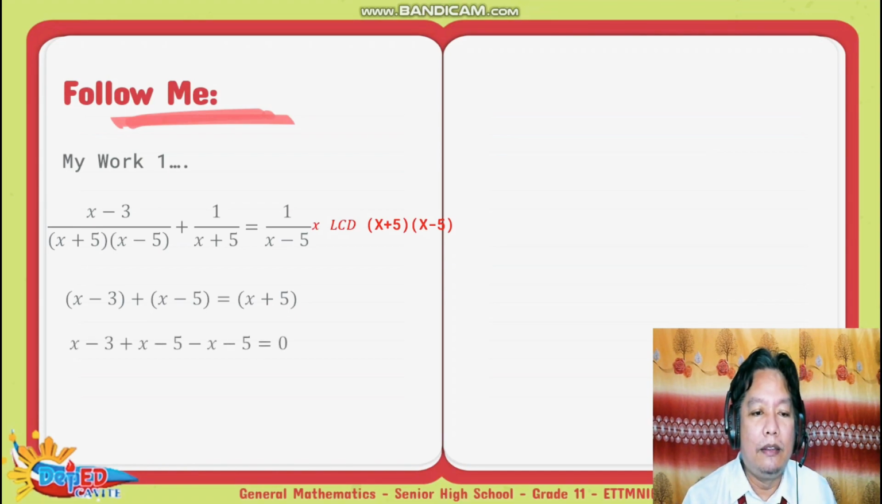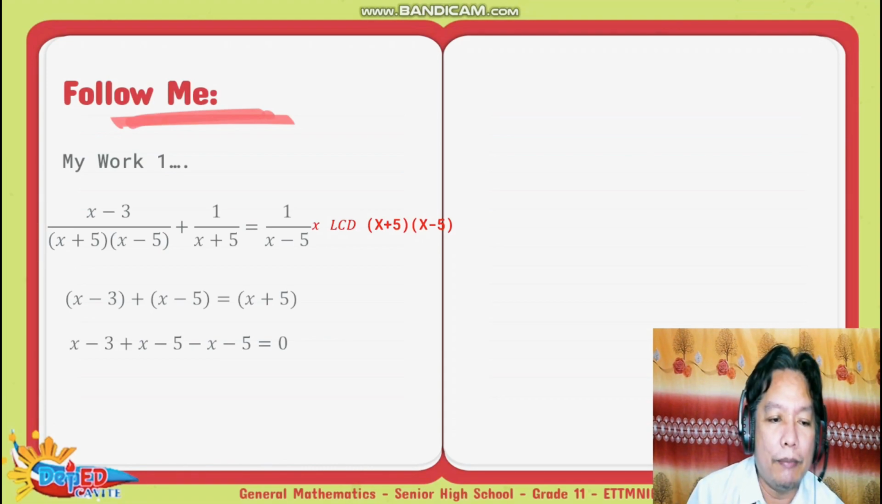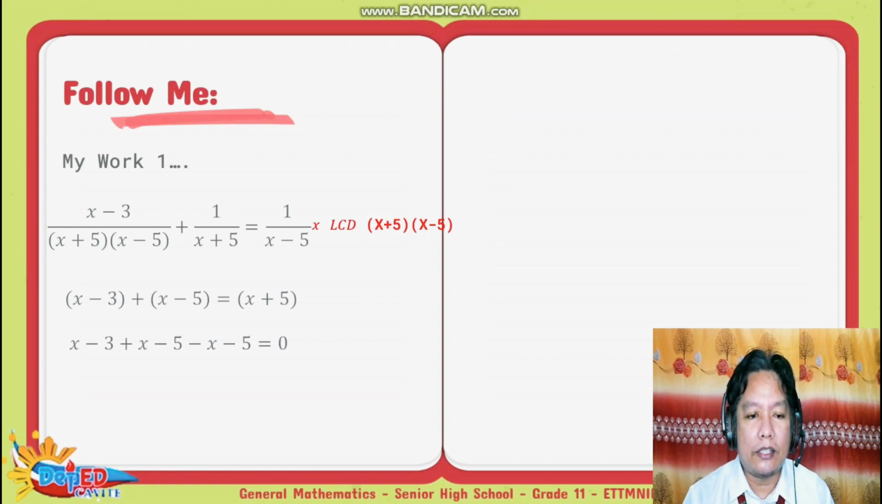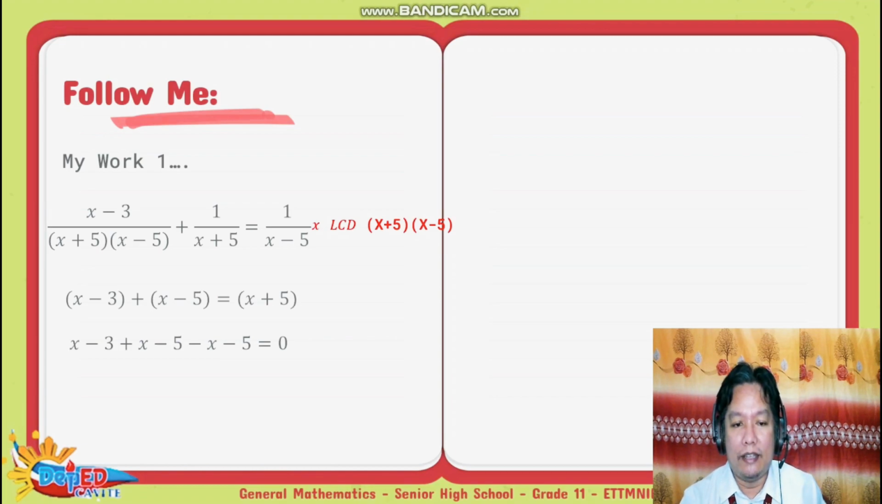So, we need also to transfer the variables from the other side so that it will be equal to 0. We need to transfer x plus 5 to the other side. It will become x minus 3 plus x minus 5 minus x and minus 5. Why? Our positive x and positive 5 will become negative because they will be transferred to the other side, and that is equal to 0.